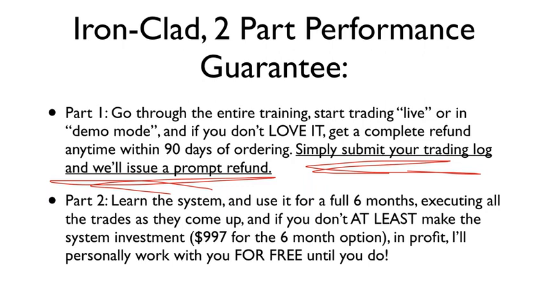Part number two, learn the system. Use it for a full 6 months. Execute all the trades as they come up. And if you don't at least make the system investment back, $997 for the six-month option, in profit, I'll personally work with you for free until you do, okay? That's the same offer that I make for the people who join with us at the upper level of $2,997. I work with them an unlimited amount.